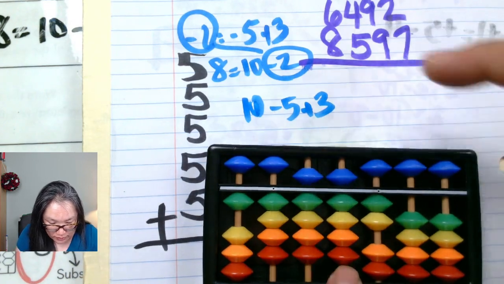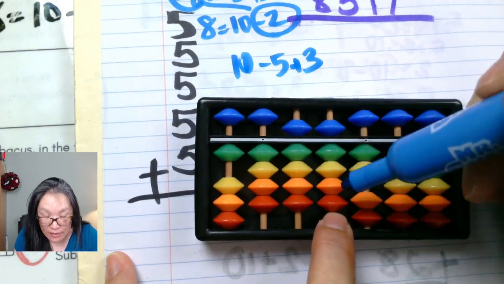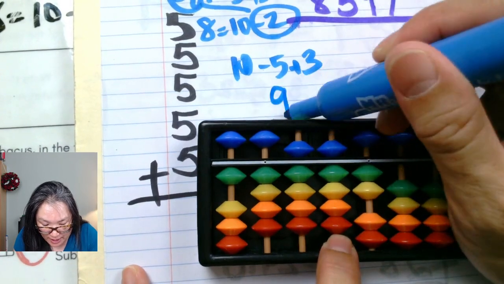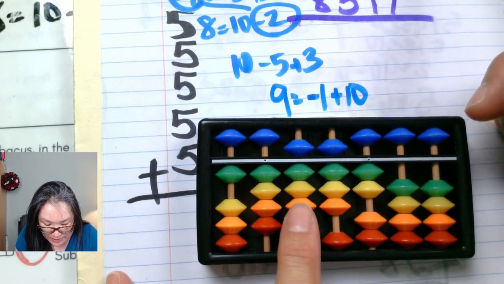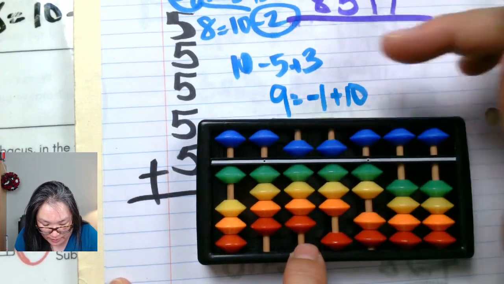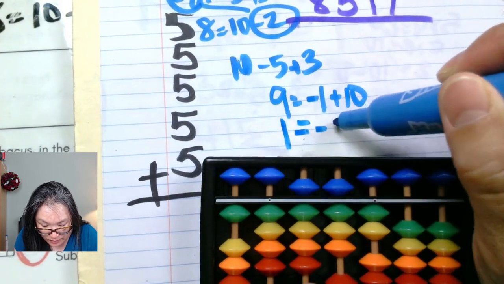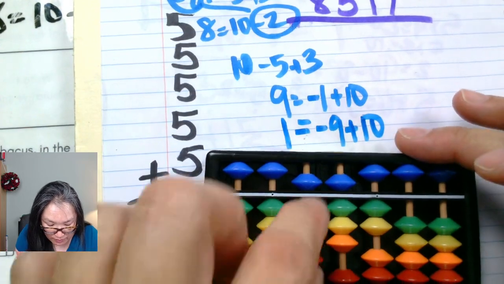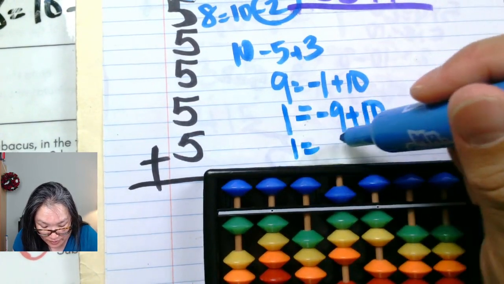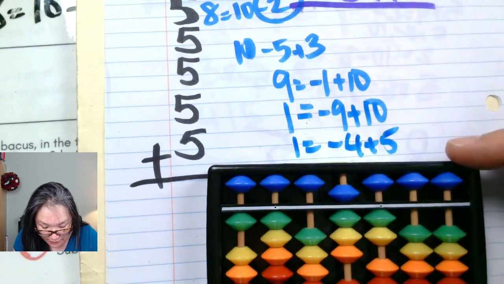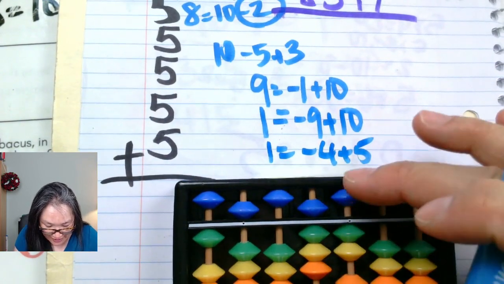So we have 4. Okay. So we have the 9. We want to add the 9. There's not enough beads to add the 9 here. 9 is equal to minus the 1 plus the 10. Remember? 1, 0, plus the 10. Again, I cannot plus the 1. So what do I do? Plus the 1 is equal to minus the 9 plus the 10. Cannot plus the 10. What do I do? Plus 1 is equal to minus the 4 plus the 5. And then I want to add 7.